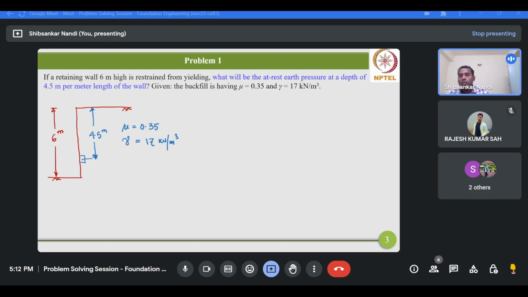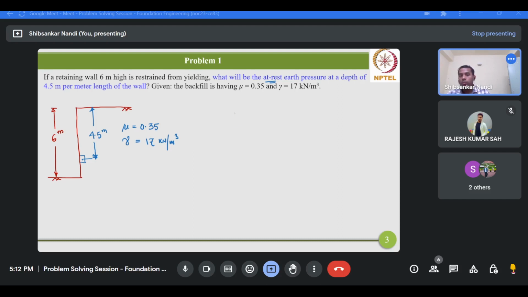It's mentioned in this problem that this retaining wall is restrained from yielding. So there is no yielding, which means there is no movement of the retaining wall, and that's why you were asked to determine the at rest earth pressure, because in such conditions the at rest earth pressure is the valid earth pressure. We have seen 3 types of earth pressure: at rest, active and passive. This will be the applicable one in this case.